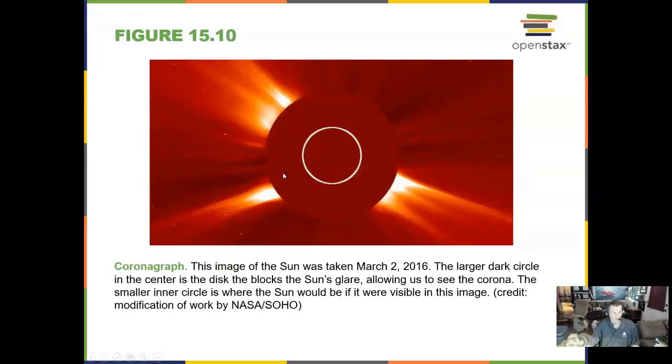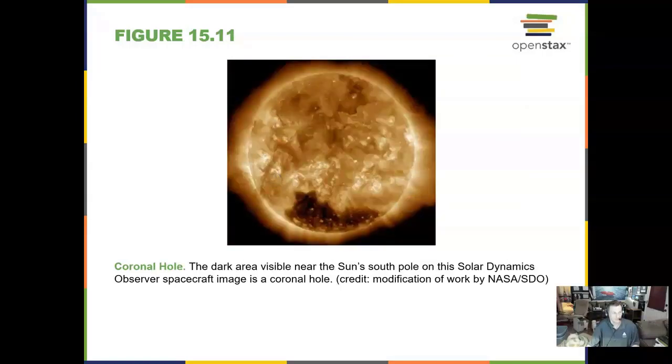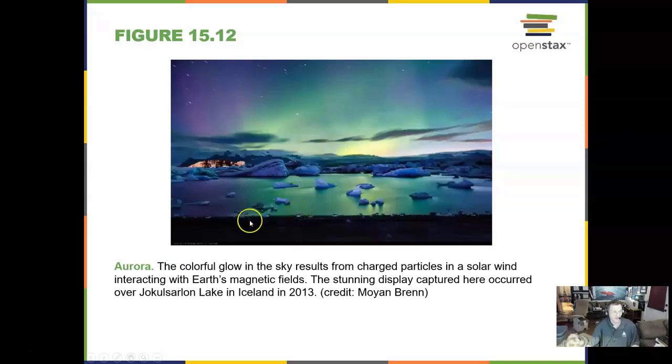A coronagraph is a picture of the Sun that blocks out the Sun disk to get the outer atmosphere. And we see that here from SOHO. A coronal hole is a gap in the corona where charged particles escape and go out into the solar wind and can interact with the Earth and cause these beautiful auroras, or northern and southern lights. This one is captured over Iceland.